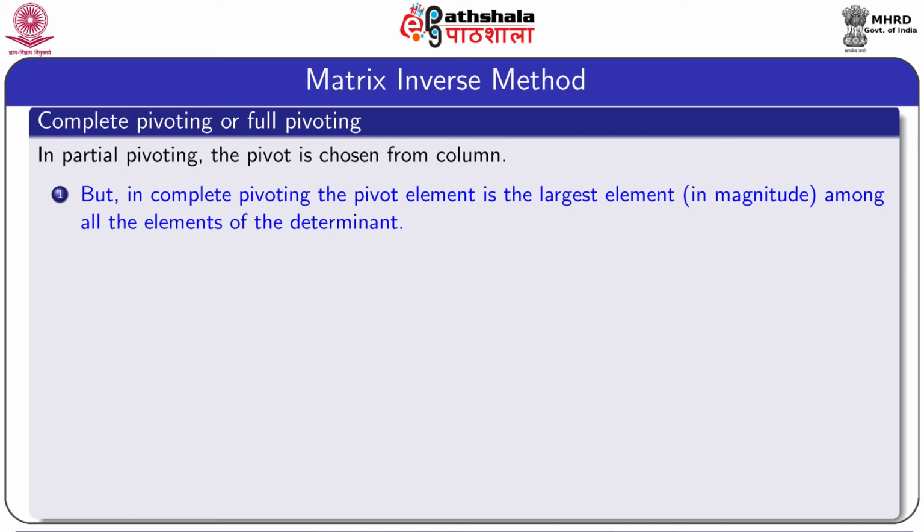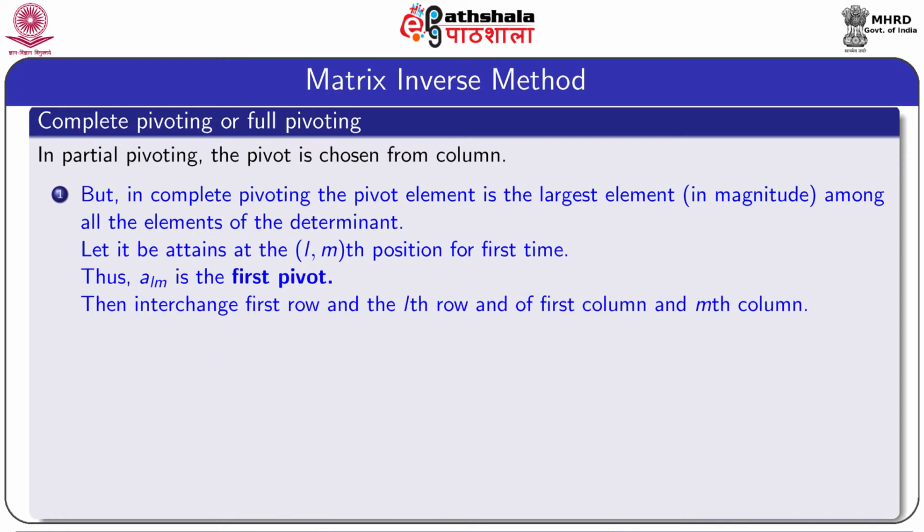Now, we discuss complete pivoting or full pivoting. In partial pivoting, the pivot is chosen column by column, but in complete pivoting, the pivot element is the largest element in magnitude among all the elements of the determinant. Let it be attained at the lmth position for the first time.